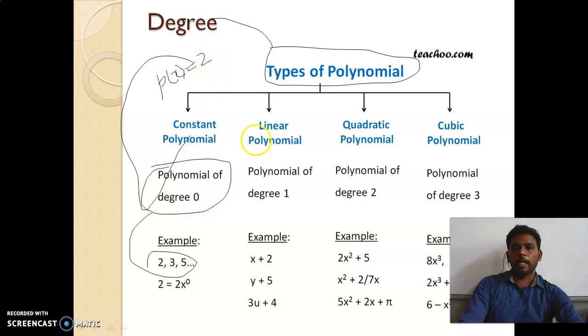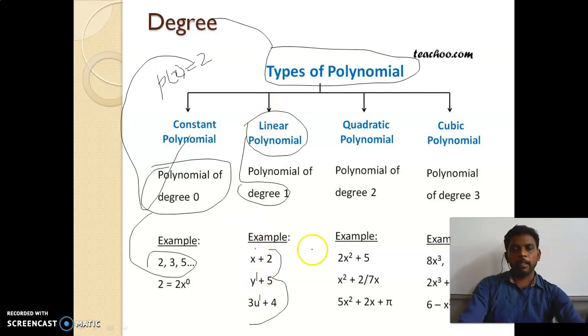Similarly, a polynomial is said to be linear if it has degree 1. Look at the examples here: x plus 2, y plus 5, and 3u plus 4. Everything has the maximum power 1 in the variable.